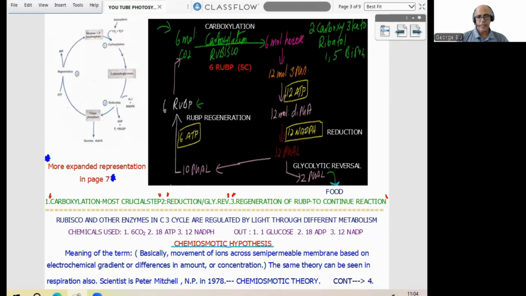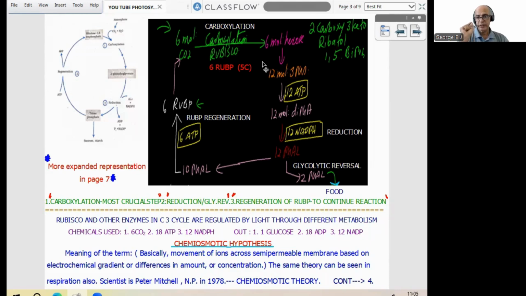Slightly expanded diagram I show. Again, it is not complete, but still a skeleton, a little bit expanded. We can find 6 molecules of carbon dioxide taking part in coupling with 6 RuBP. RuBP is a 5-carbon keto sugar. So carbon dioxide coupling, carboxylation, the enzyme is Rubisco. That is why carboxylation. And we'll be getting a 6-carbon compound.